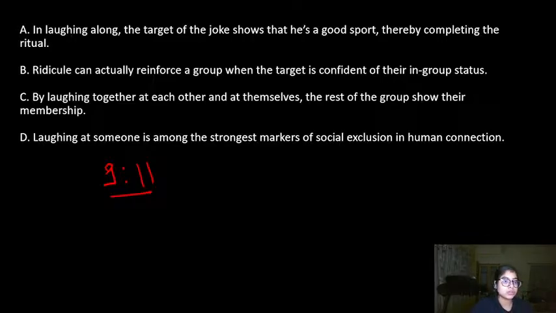Okay, ideally, you should be reading all the statements first. So, all the statements will be read in whatever the order, as you can see right in front of you. Statement A says, in laughing along, the target of the joke shows that he's a good sport, thereby completing the ritual. B. Ridicule can actually reinforce a group when the target is confident of their in-group status. C. By laughing together at each other and at themselves, the rest of the group shows their membership. D. Laughing at someone is among the strongest markers of social exclusion in human connection.